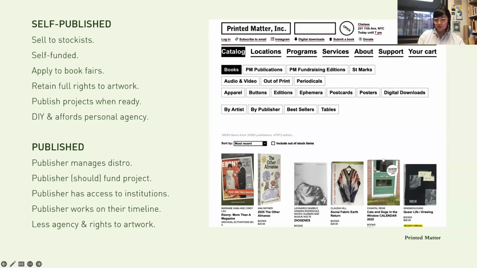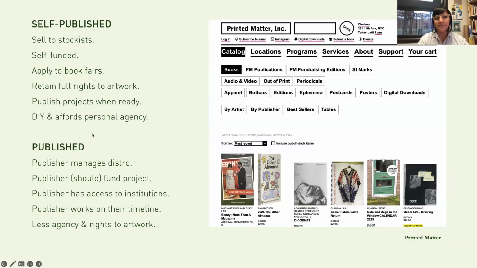So I have an image on here that's from Printed Matter. If you are not familiar with Printed Matter, I highly recommend checking out their catalog. I know it might be a little hard to see, but there's this number here: 38,000 plus items from almost 40,000 publishers, and over 47,000 artists. That is such a significant number. It's not even the archive, but work that can be purchased, and they are a place you can do either consignment or wholesale selling to. So some things to think about.